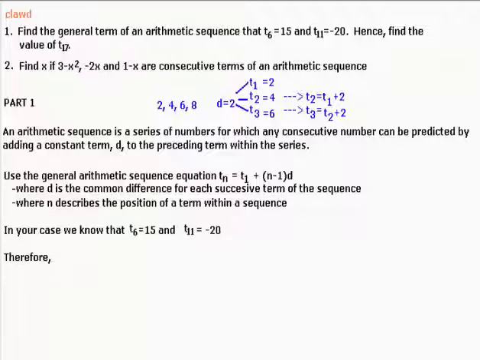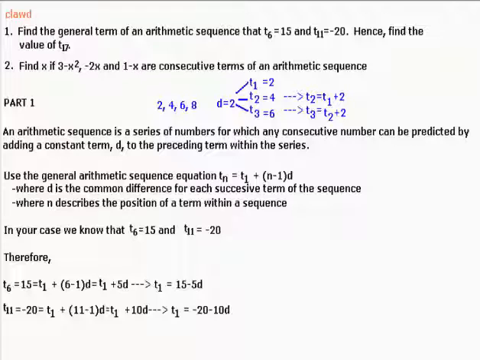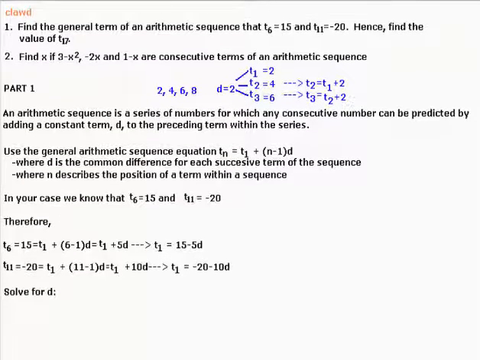Therefore, if we use the general arithmetic sequence equation, we find that T6, which is equal to 15, is equal to T1 plus 6 minus 1 times d, which is equal to T1 plus 5d, and therefore T1 is equal to 15 minus 5d. We can do the same thing for T11, which is equal to minus 20, which is equal to T1 plus 11 minus 1 times d, and this simply narrows down to T1 is equal to negative 20 minus 10d. Now we have two terms which we can equate to one another in order to solve for the constant term d. After equating the two T1 equations to one another, we find that 15 minus 5d equals negative 20 minus 10d, and after adding all the terms together, d equals negative 7.